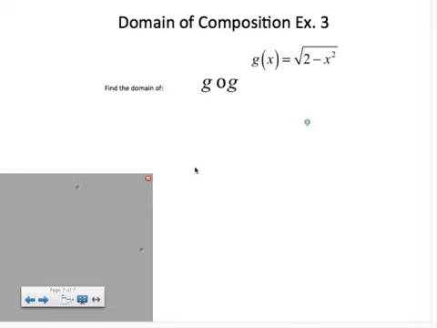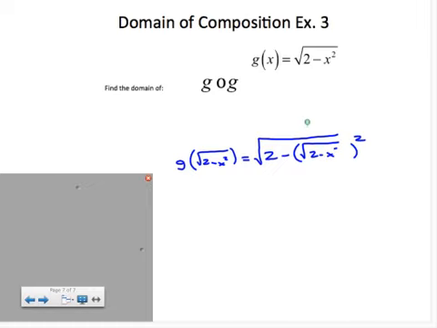Okay, one more example. This one may throw you for a little bit of a loop. I like it. So we have the function g of x is the square root of 2 minus x squared. We're asked to find the domain of g of g. So let's find g of g. Okay, g of the square root of 2 minus x squared would be what? Well, g says take the square root of 2 minus my input squared. So my input's now going to be g, which is the square root of 2 minus x squared.